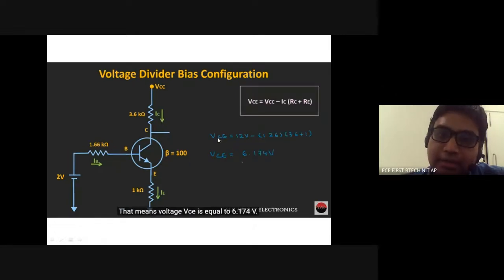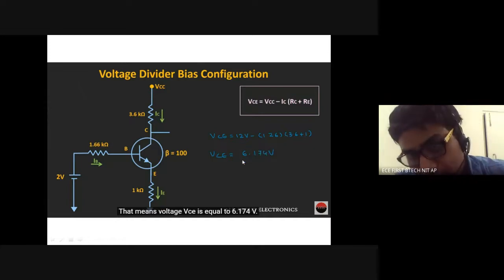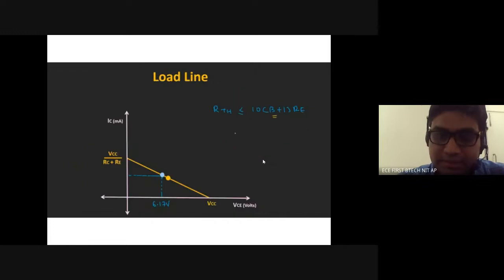Now what is the collector emitter voltage at the output side? It will be VCC minus IC times (RC plus RE). So we'll get VCE equal to 6.174 volt. Let's see what the new operating point is here. If you can see, the operating point is somewhere here. That means not that much change. It has slightly changed, but not drastically. So this is acceptable for the transistor to be operated.